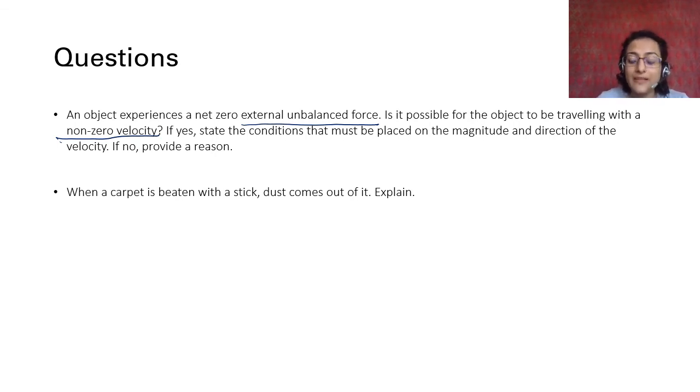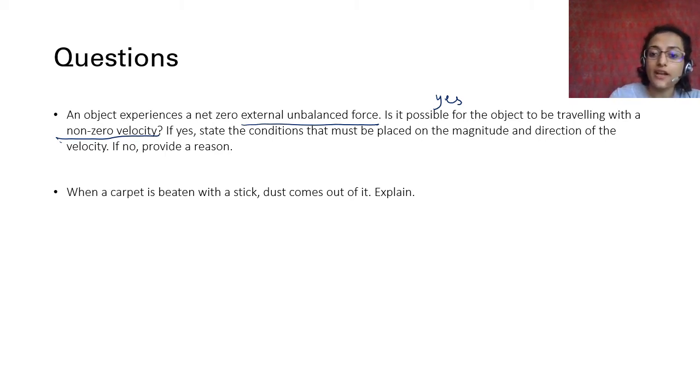Simply, yes, it is possible for the object to be moving with a non-zero velocity. How? According to the first law of motion, an object in a state of rest or motion continues to be in that state of rest or motion unless acted upon by an external unbalanced force. There is no external unbalanced force. Therefore, this object which was already in motion remains in motion. So it was already in motion, therefore it is moving with a non-zero velocity.